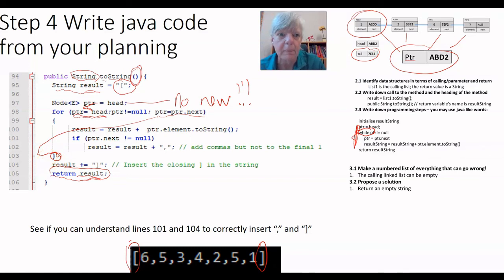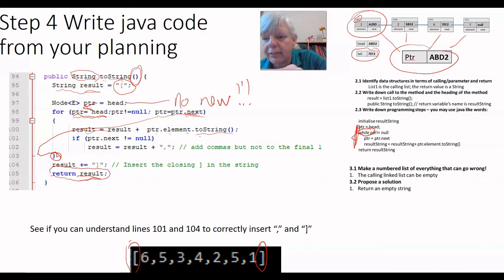That part you understand. I go to pointer, I see what it is, I take the address, go and find the .next there, and take that value and insert it into pointer. And what do I do at each position? I say result equals result plus: go to that address, find the element, and call that one's toString.